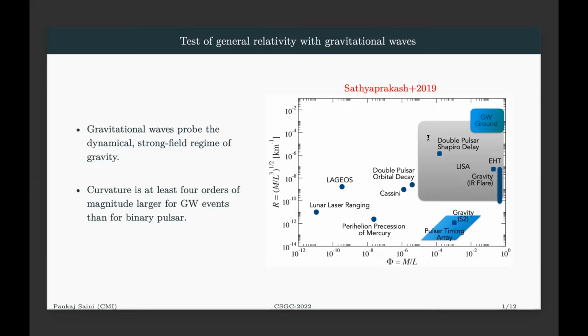All the solar system tests lie at the lower left corner of this plot, where the gravity is weak and the velocities are small. The binary pulsar tests lie in the middle of this plot, whereas the gravitational wave observations lie at the top right corner, where the systems are highly relativistic and the gravity is strong. So these observations allow us to test Einstein's theory in the most violent region of space-time.